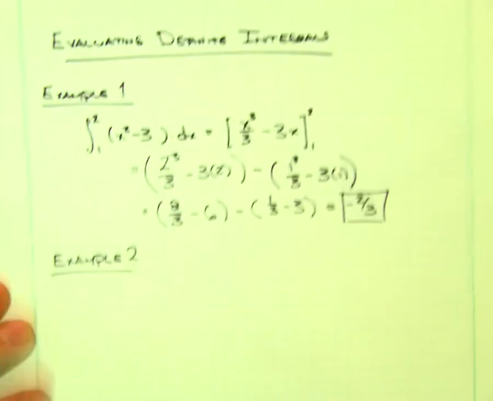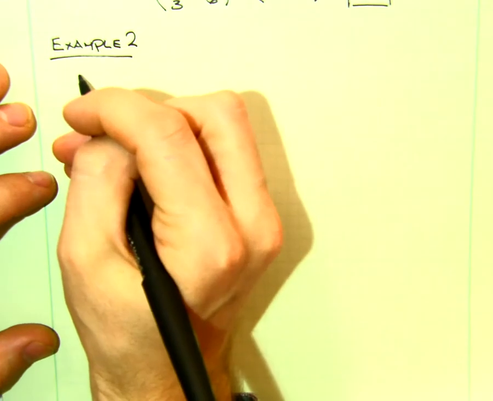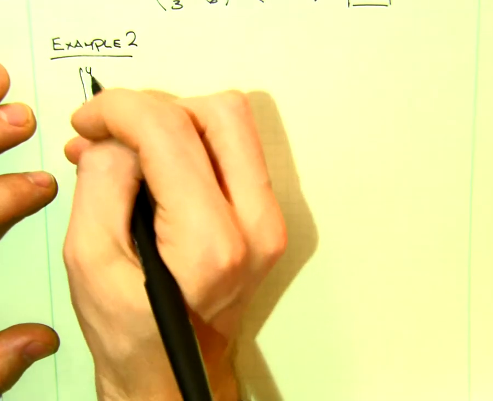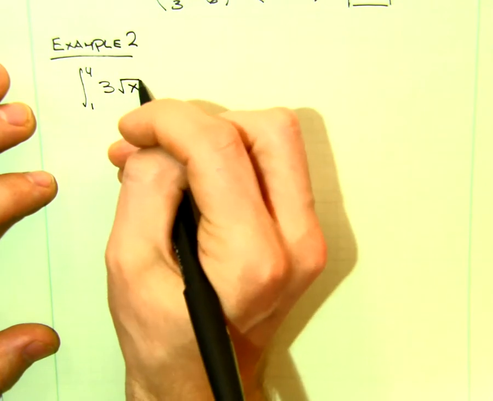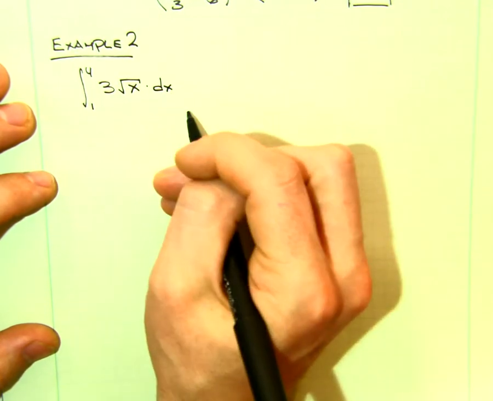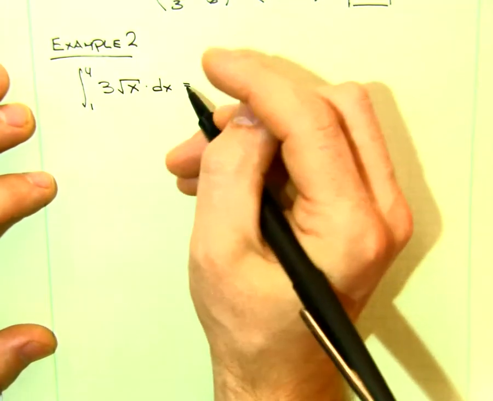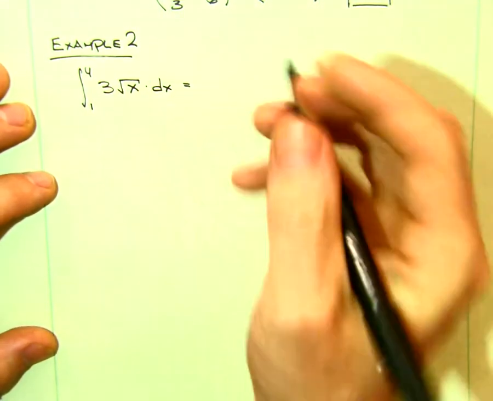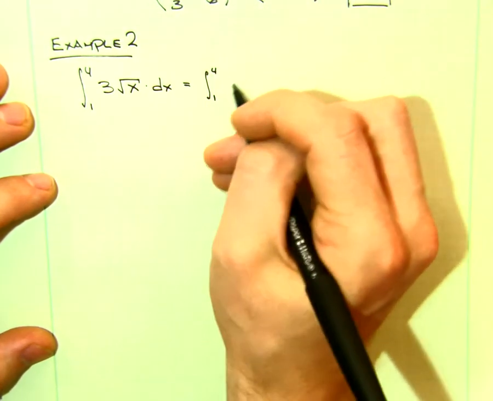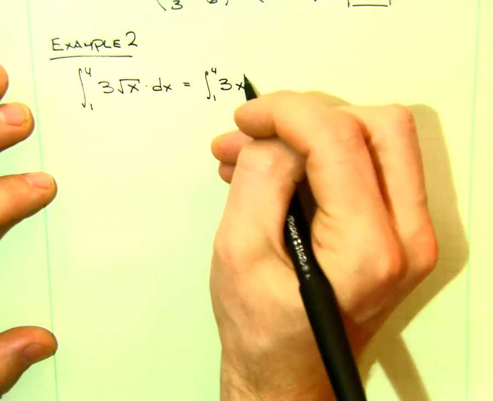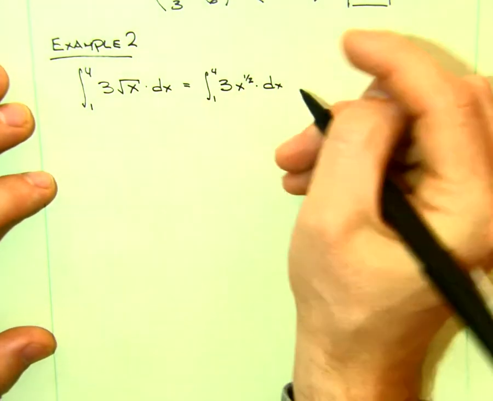Pretty straightforward. Example 2. Another definite integral we're trying to calculate. So this time it's going from 4 to 1, 3 root x dx. Now I'm going to rewrite this thing before I even start doing the antiderivative, because I'm starting to get a little bit nervous about this. So the integral from 4 to 1 of 3 x to the 1/2 power dx. Now it's an x to the 1/2 power. I'm feeling a little bit better.